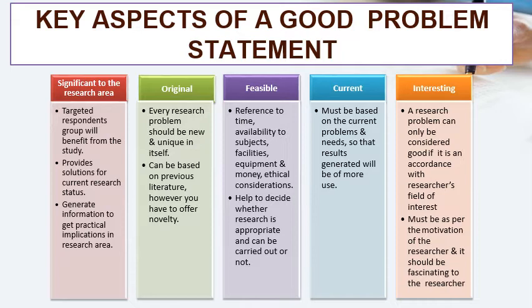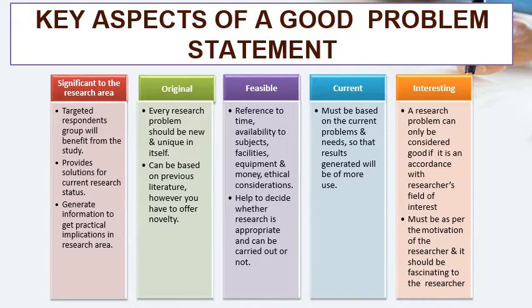The third is feasible. This refers to whether the conditions around you can allow you to proceed with your research. Things like time, availability of subjects, meaning respondents. Do you have the facilities, the equipment, the money to carry out the research? This is especially important if you're doing lab research. And of course, you have to make sure that your research undergoes ethical considerations. So by looking at all of these aspects, it helps to decide whether the research is appropriate and can be carried out or not.